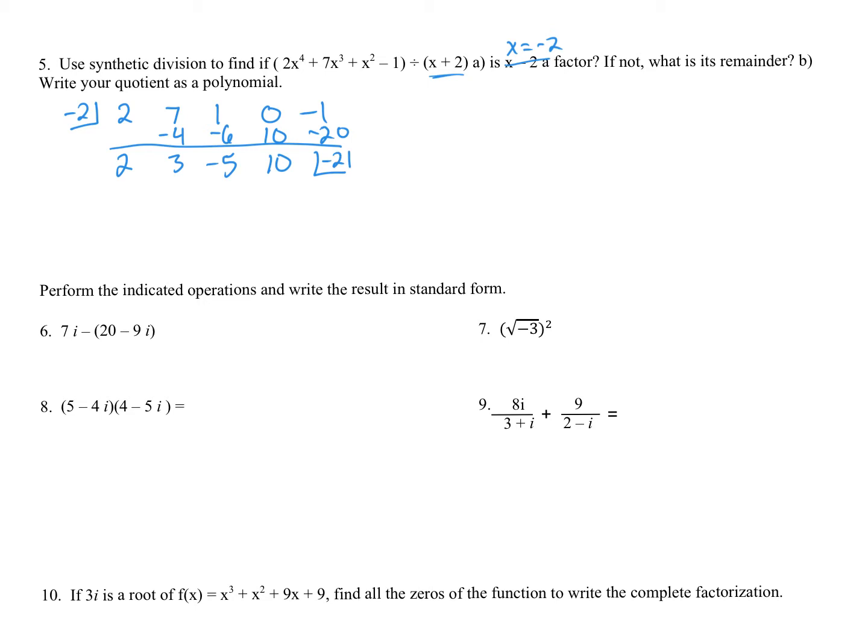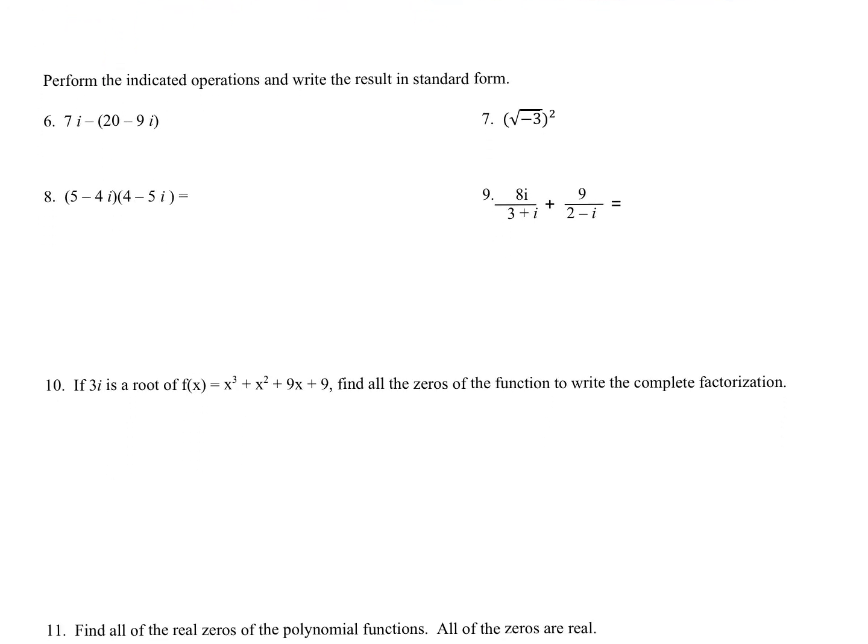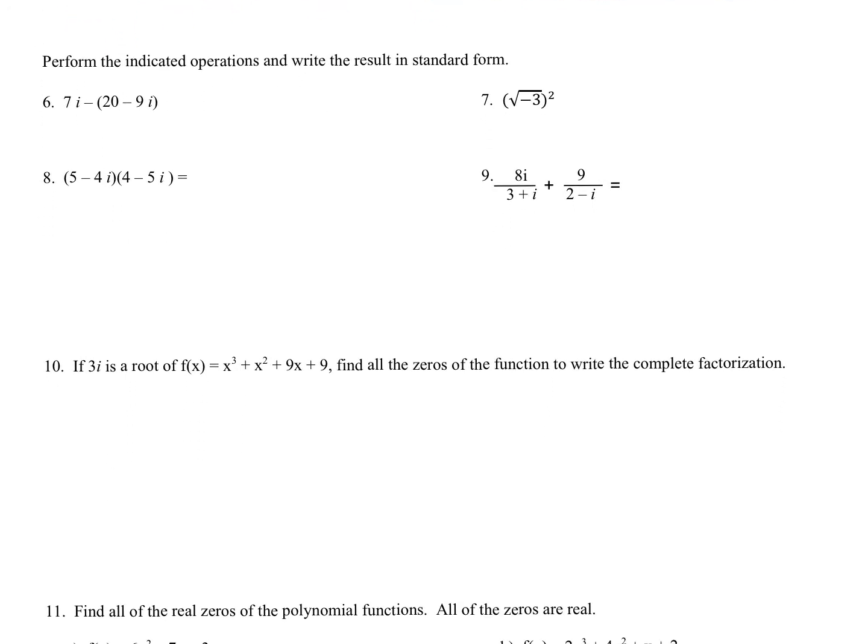So putting it into the form, we want x plus 2 times, and this is x squared, this is x cubed. So 2x cubed plus 3x squared minus 5x plus 10, and then minus the remainder of 21 for number 5. Okay, number 6, 7, 8, and 9 perform the operations.